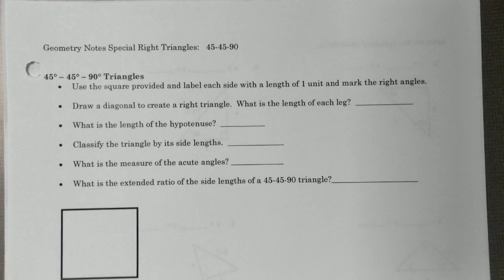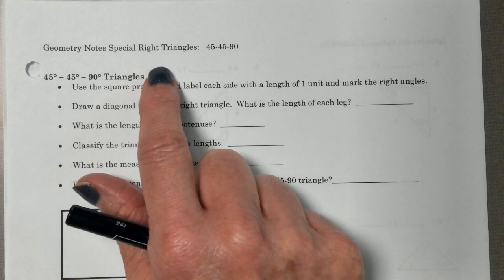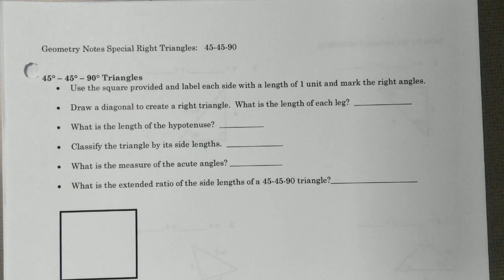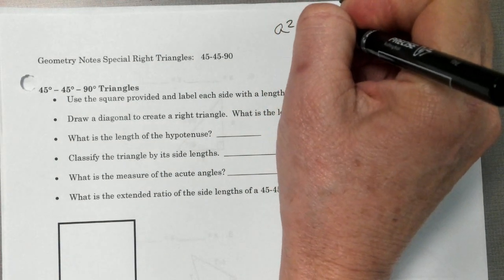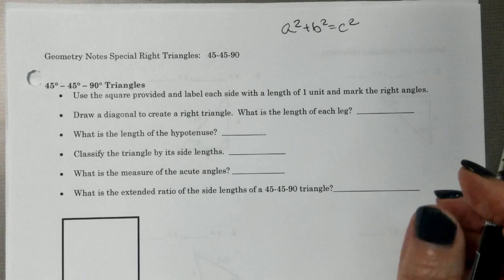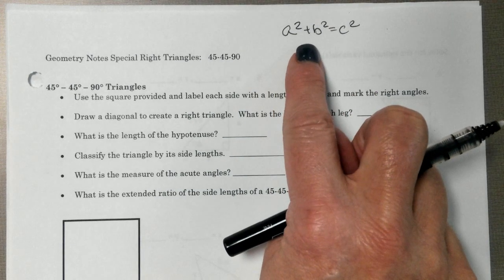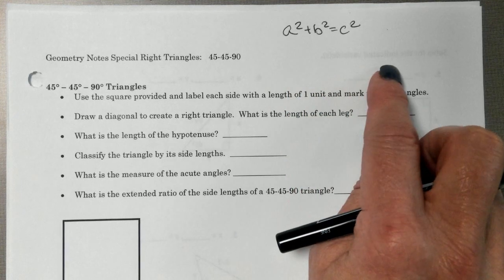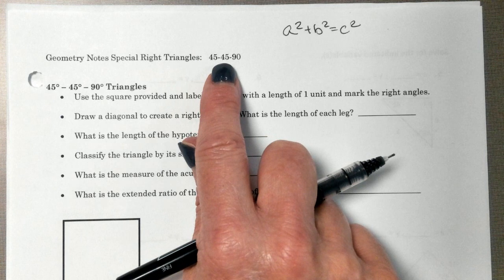So today's topic is special right triangles, and we've been talking about right triangles and how you can find missing side lengths using Pythagorean theorem. A squared plus b squared equals c squared. But now what we're going to do is show you that sometimes you don't have to know two sides of a right triangle to find the third. But this only happens in your special right triangles.